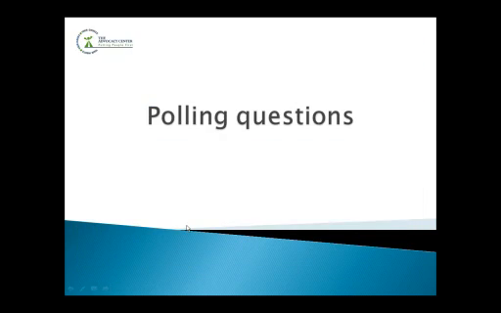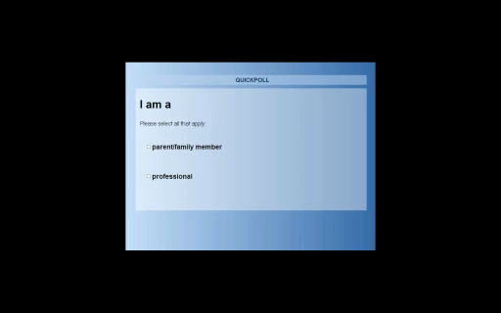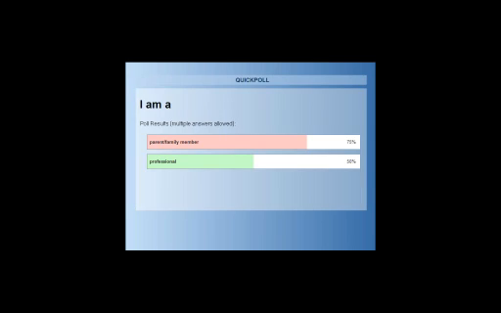We're going to do a couple of polling questions just to get a flavor for who's in the audience this evening. Our first polling question is looking at whether the attendees are parents or professionals. Please indicate which category you fall into. It looks like some are both, because the total is more than 100%. All right, three quarters of our audience falls into the parent category, and half of the audience are also professionals in addition to being parents.